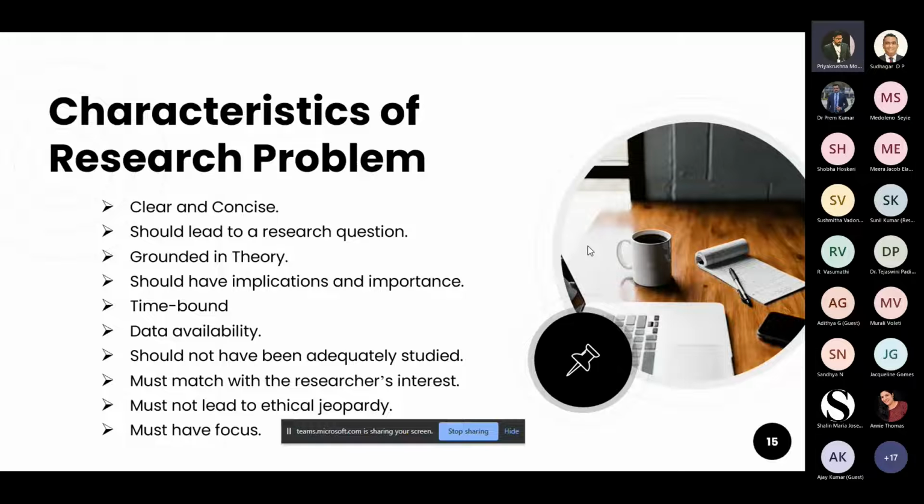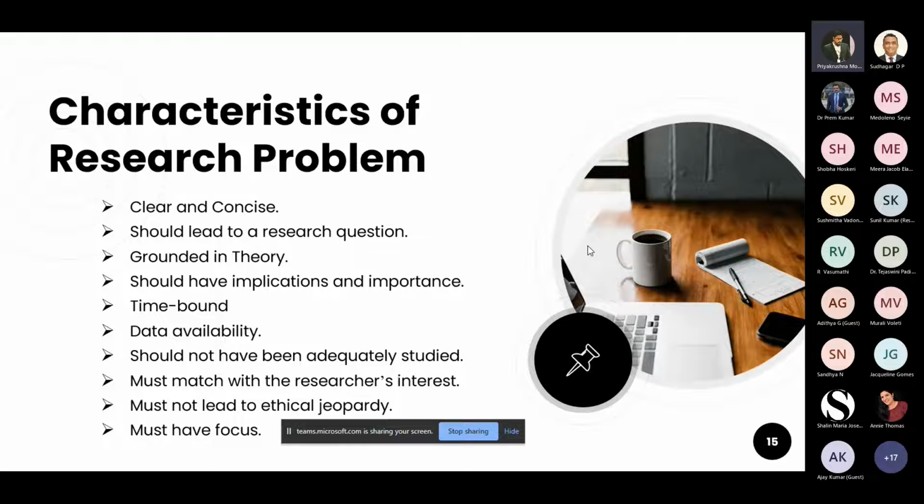The point is, you have to make your research something which can be applied to some of the problems. So you can see that one problem which has been there for a long period of time, and you as a researcher are providing some of the implications and importance.